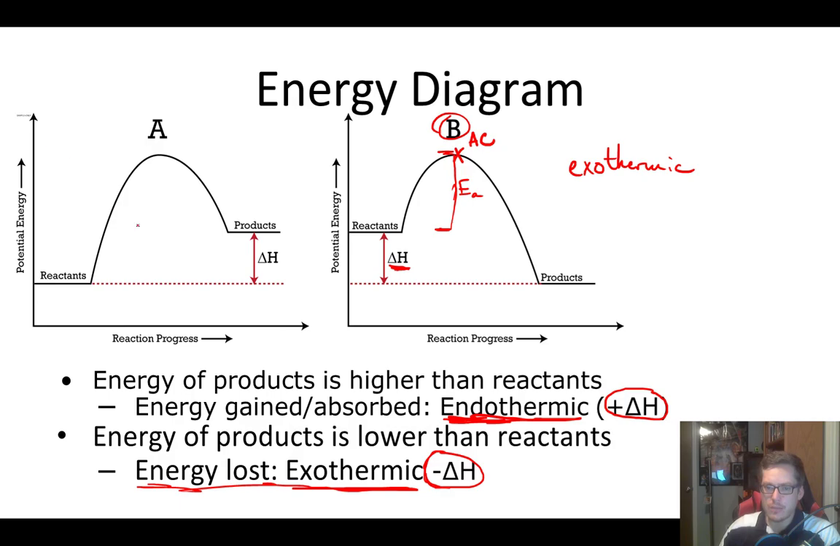Let's see if we can identify the other things. The activation energy, right? Here's our activated complex again. That makes sense. And our activation energy would be this guy right here. We'll label this as EA. Okay, so there's our activation energy. Notice our activation energy is still from the reactants to the activated complex.